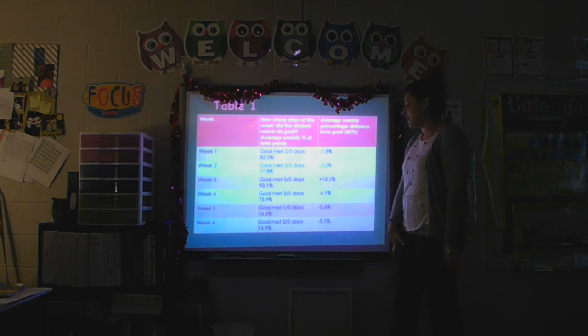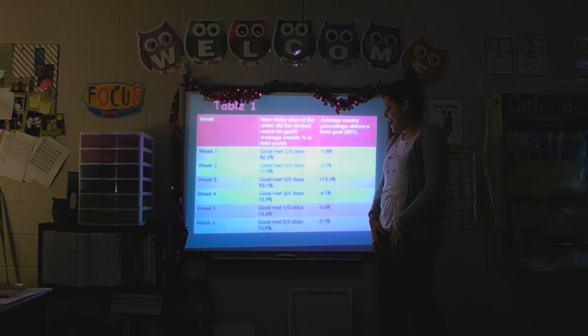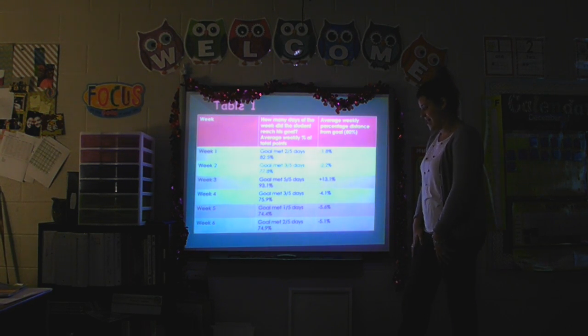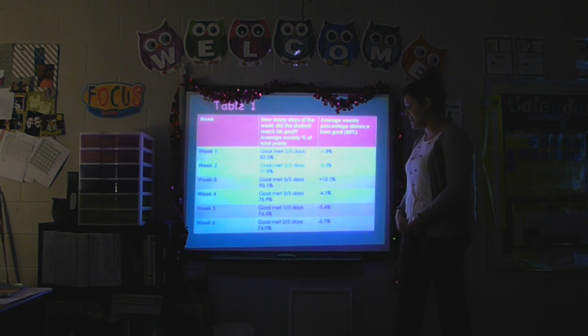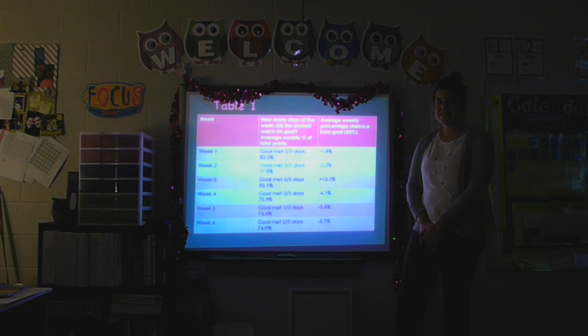Week 4, he met his goal 3 out of 5 days, with 75.9% of his points and a negative 4.1% distance away from his goal. Week 5, he only met his goal 1 out of the 5 days, with 74.4% average weekly percentage of total points, and a negative 5.6% distance away from his goal. Week 6, the last week that I studied with this research, he met his goal 2 out of 5 days with 74.9% of his average weekly percentage of total points and a negative 5.1% distance away from his goal.